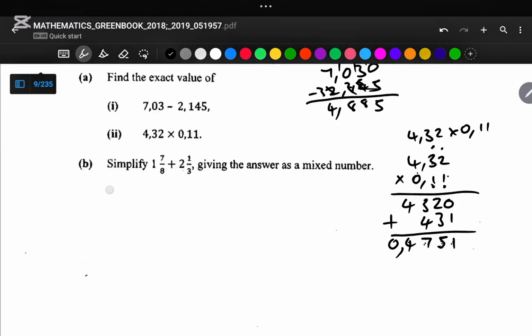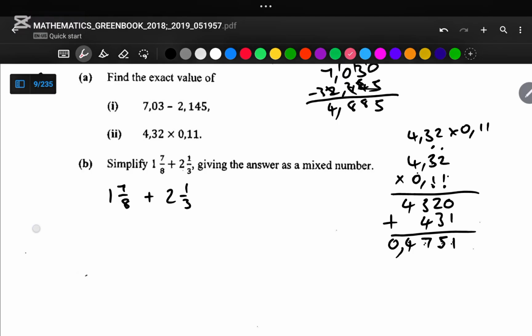And let us move on to the next question, which says simplify 7/8 plus 2 1/3, giving the answer as a mixed number. So we have two mixed numbers here: 7/8 plus 2 1/3. Okay, so here we can use our general method of expressing a mixed number as an improper fraction.